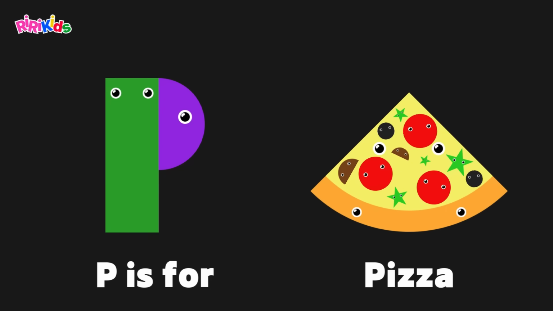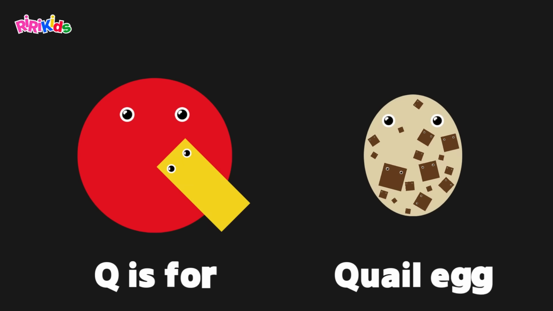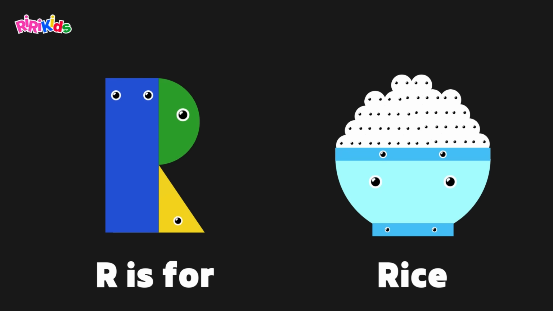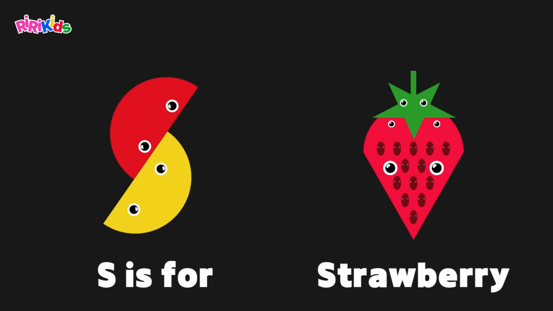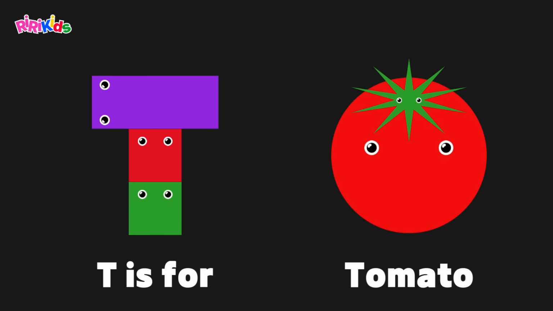P is for pizza. Q is for quail egg. R is for rice. S is for strawberry. T is for tomato.